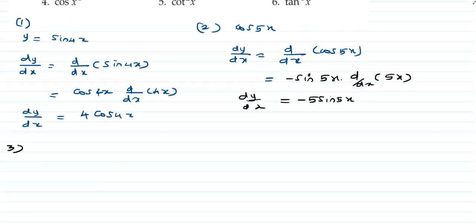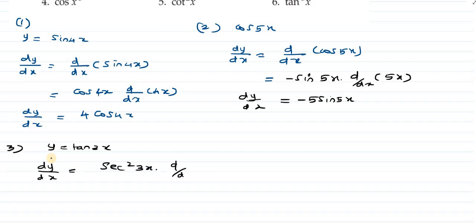Now, the third sum is what? The third is tan 3x. Again, dy by dx: differentiation of tan is what? Secant square 3x. Then you have to differentiate the angle, which is 3x. So it will be 3 secant square 3x.